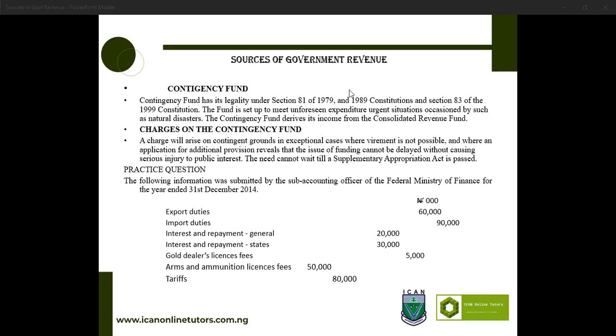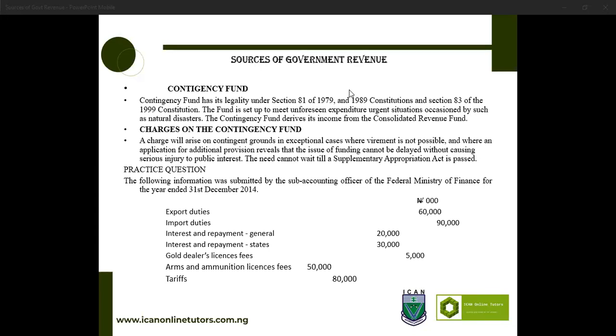Arms and ammunition license fees: CRF. I don't need the Ed, just tell me revenue or expenditure. CRF revenue, or federation account. Revenue. CRF, are you sure? It's government that places tariffs on products. Okay, what's the purpose of tariff? Hold on. What's the purpose of tariff?